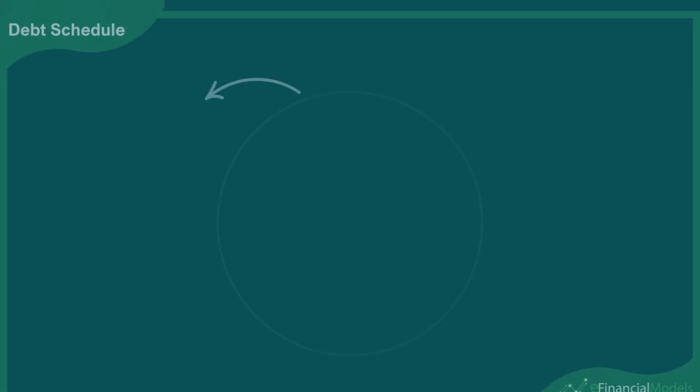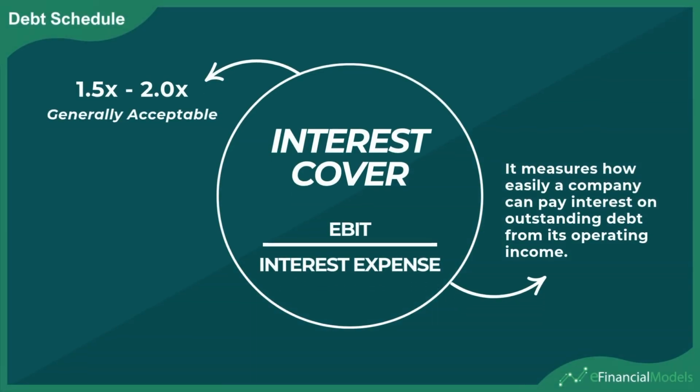Interest coverage ratio measures how easily a company can pay interest on outstanding debt from its operating income. It is calculated by dividing EBIT by interest expense. The minimum thresholds vary, but 2.0 times is generally considered acceptable.